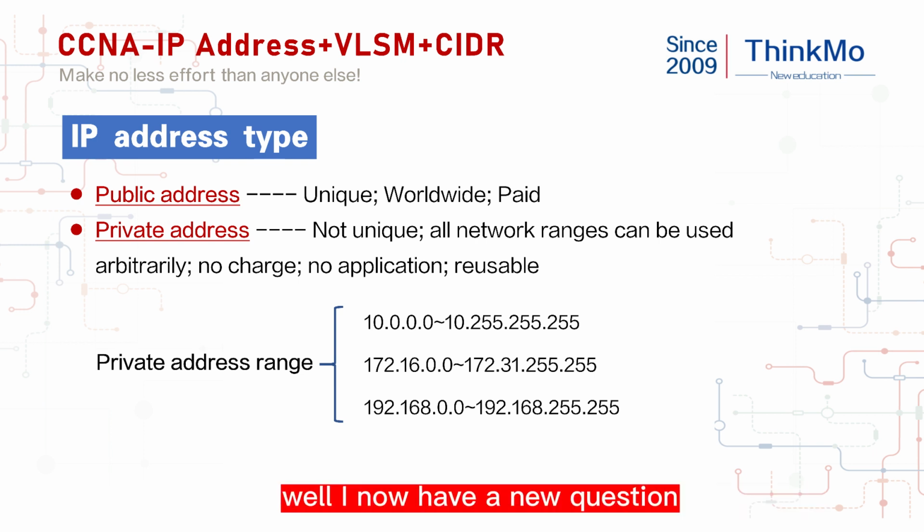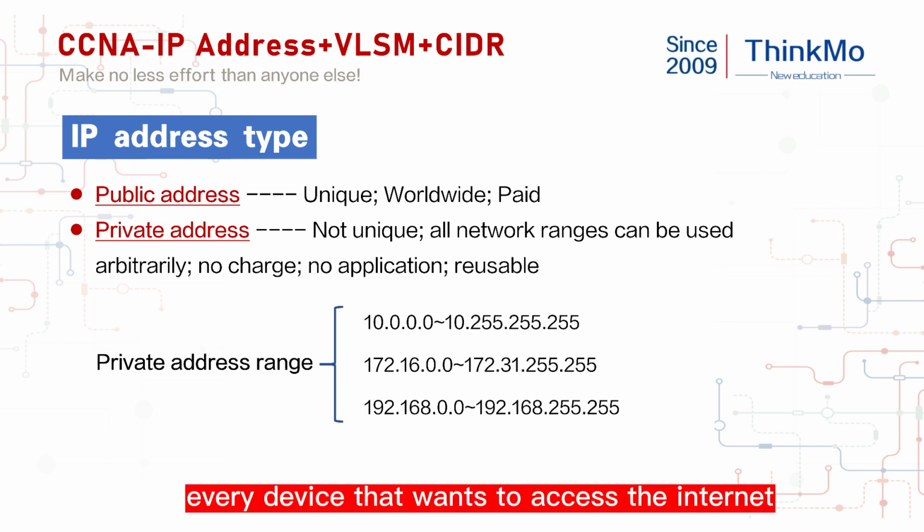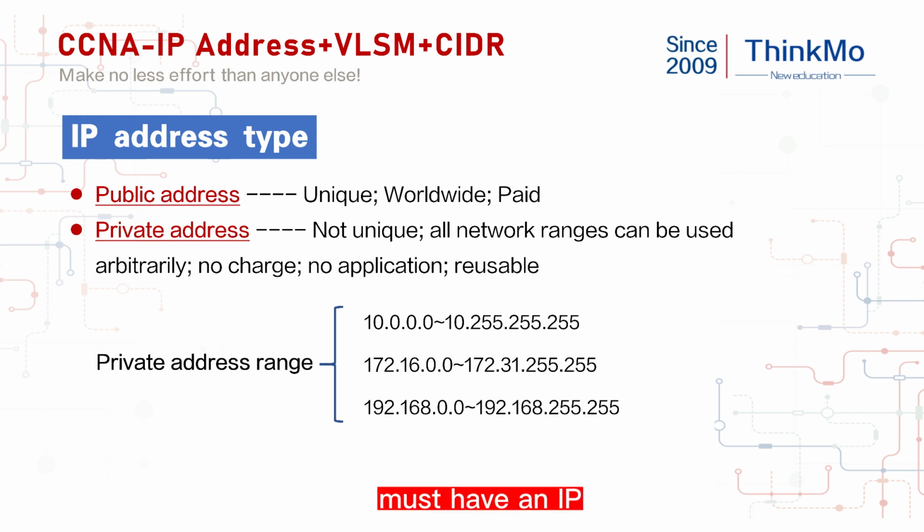Well, I now have a new question. If I were to give every device in the world an address, then according to reason, everyone must have an IP, because if there is no IP, data packets cannot be encapsulated and you can't get online. Every device that wants to access the internet must have an IP.